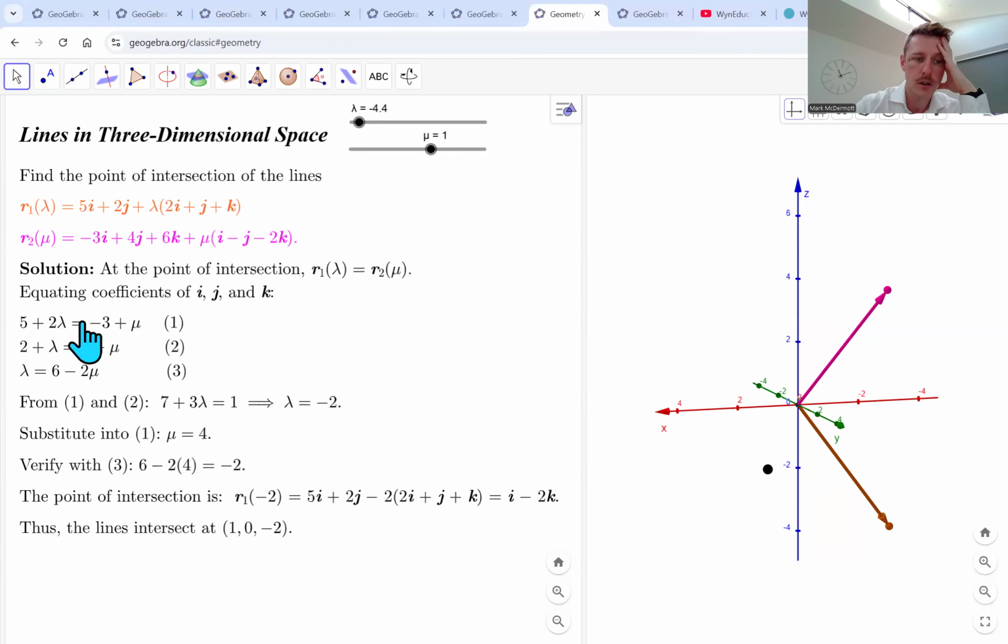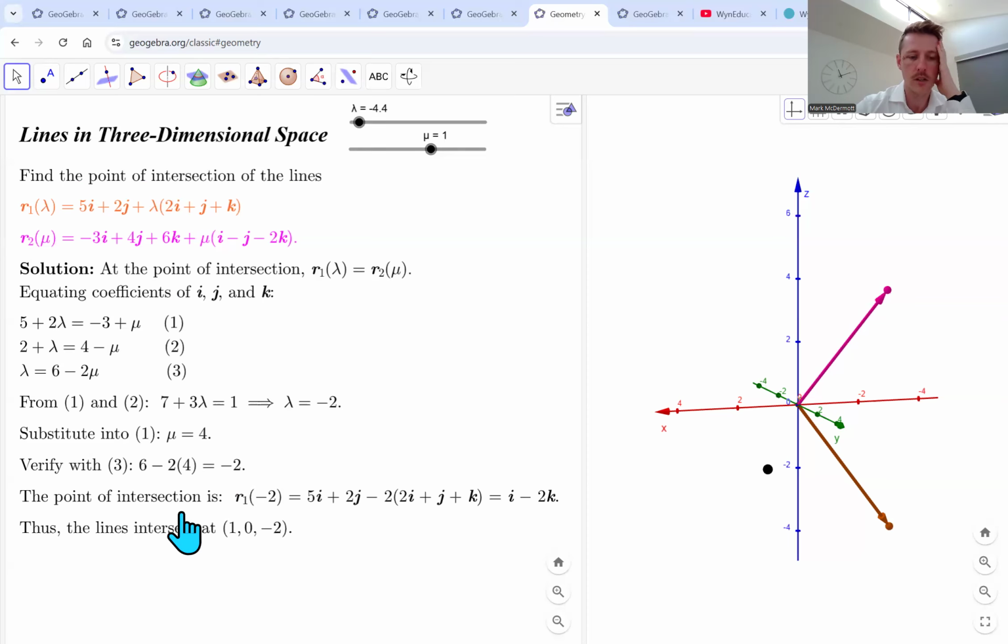From 1 and 2, we get 7 plus 3 lambda equals 1, so lambda equals negative 2. Substitute that into one of the other equations. We get mu equals 4. Then we check it with the other equation that we didn't use. So we verify with equation 3 in this case that 6 minus 2 times 4 equals negative 2, which is the correct value of lambda. So those values match up.